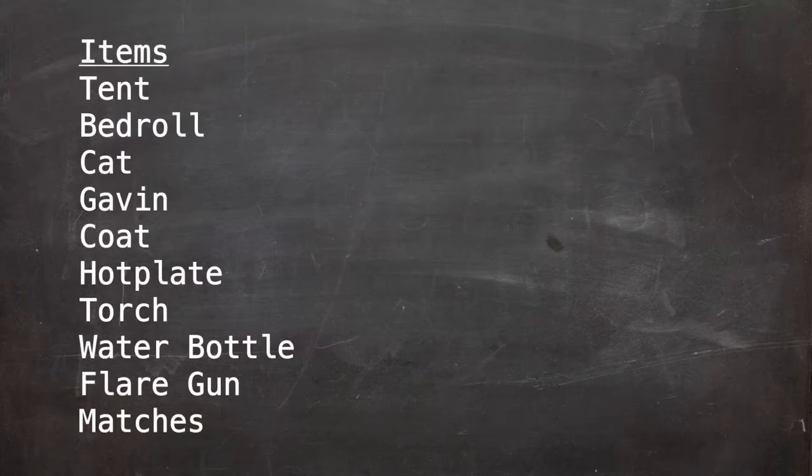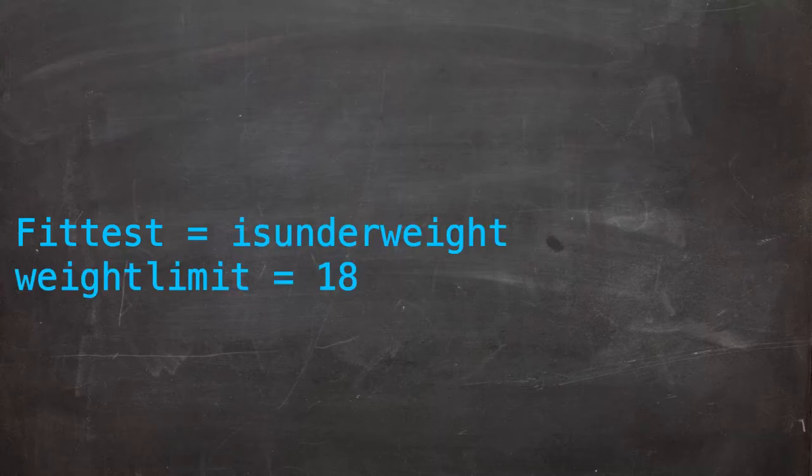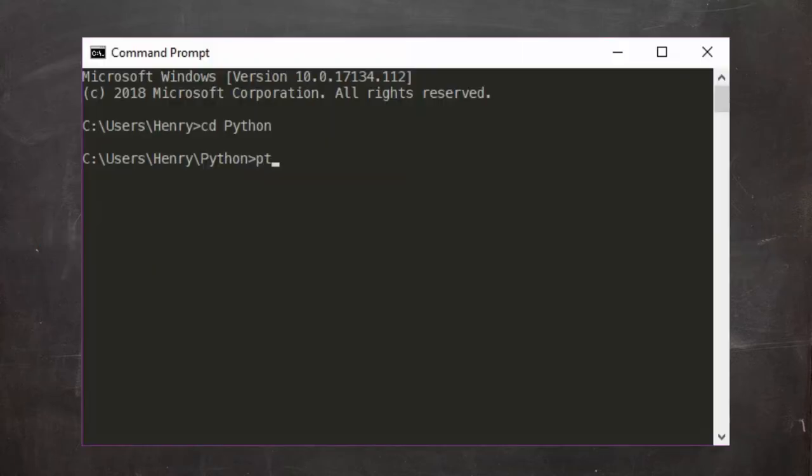Let's say we have 10 items. Each of them has a certain usefulness value and a weight value. The fittest solution will be that of one which stays under the weight limit, whilst yielding the highest usefulness. Let's set this algorithm off.